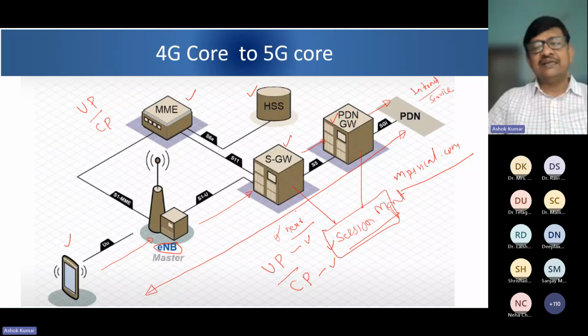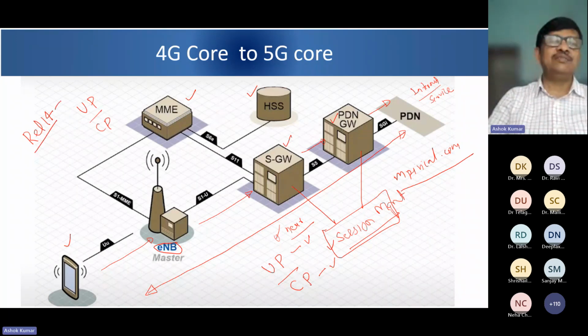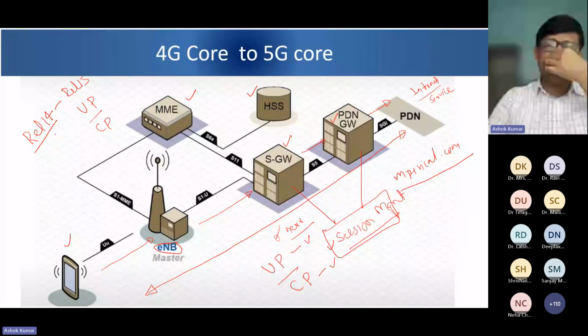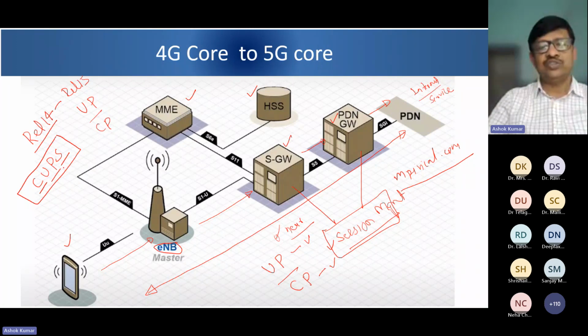To support that, 3GPP in its release 14, please remember this is release 14, the transition release to 5G because release 15 was for 5G, came out with an architecture of 4G called CUPS. C is control plane, UP is user plane, S is separation. Control plane, user plane separation architecture of 4G.